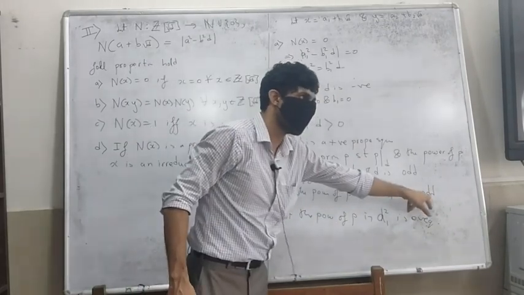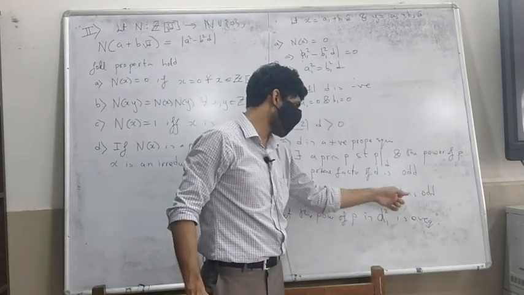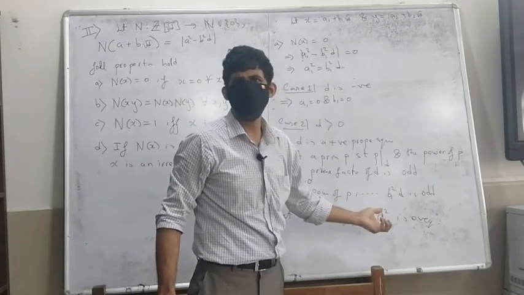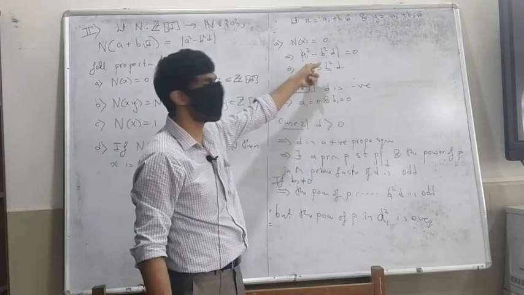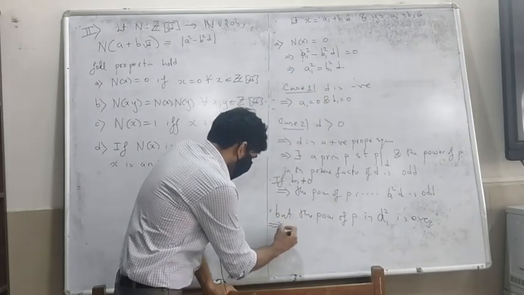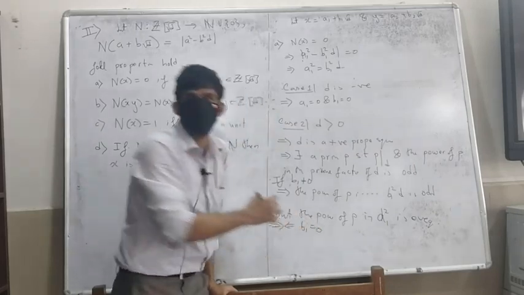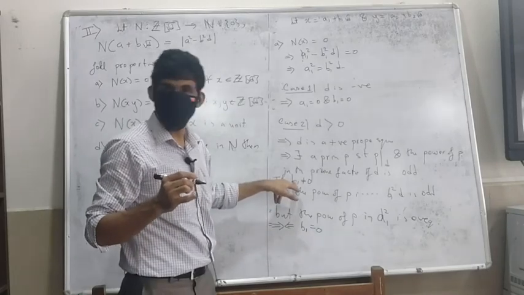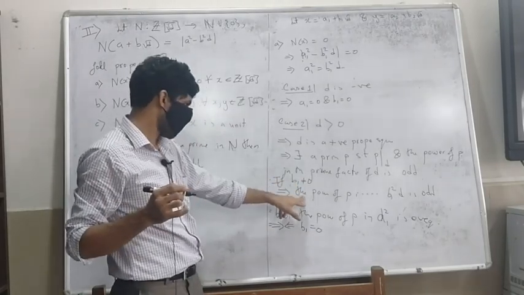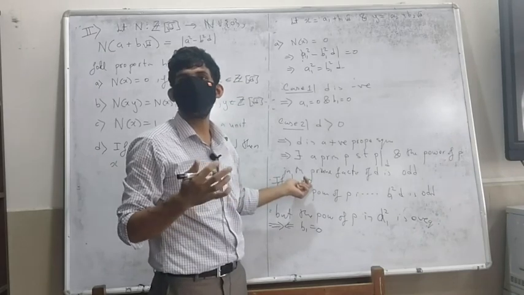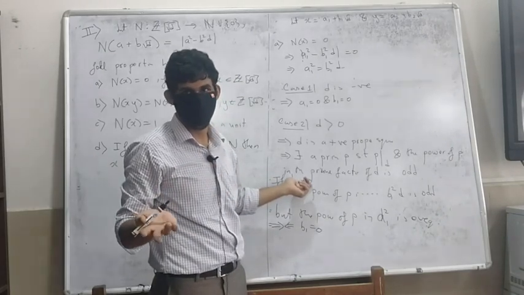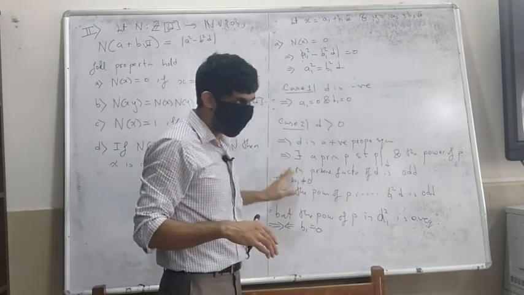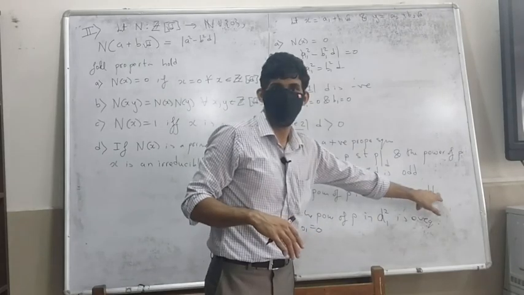This is odd. The power of p in the prime factorization of b1 square d will be odd. But the power of p in the prime factorization of a1, now a1 cannot be 0. If b1 is not 0, then a1 cannot be 0. This is a contradiction, which means that, is it okay? If b1 is non-zero, then the power of p, I can only talk about prime factorization for non-zero, right? So therefore I need to say that b1 is non-zero. If b1 is non-zero, then the power of p will be odd.